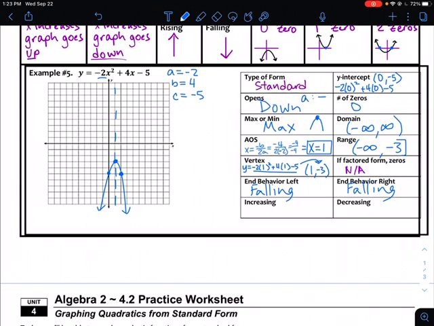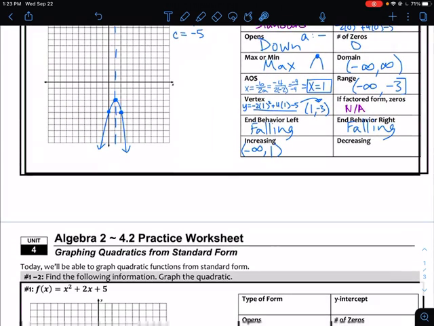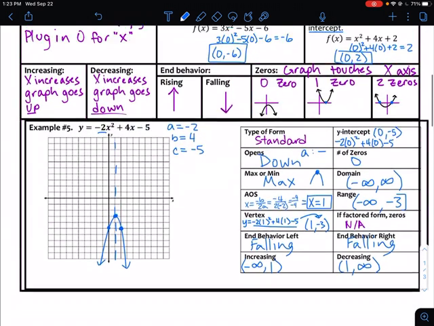All right, increasing, decreasing. So I increase from here to here. All right, so remember I look at x values. So I'm going from the negative infinities on the left all the way to 1 is where I stop increasing. That's our x value. And you guys can find that in your vertex as well. That's that turnaround point. All right, and then it turns around and starts to decrease. So we would decrease from 1 to our positive infinities.